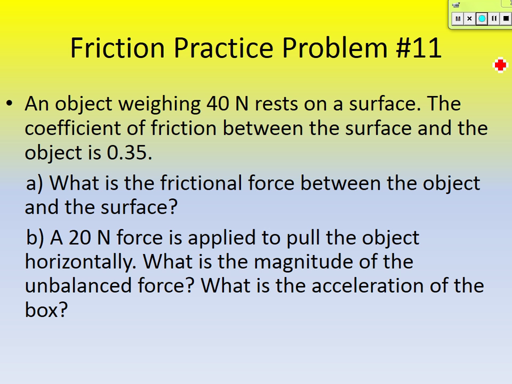I don't really have a lot of space, so I'm going to draw it down here. Always draw it as a box. Now, let's read it. It says it weighs 40 newtons. Which way does that go? Gravity. Yeah, it's force of gravity. So weight is equal to 40 newtons. Okay, so I'm going to write that.